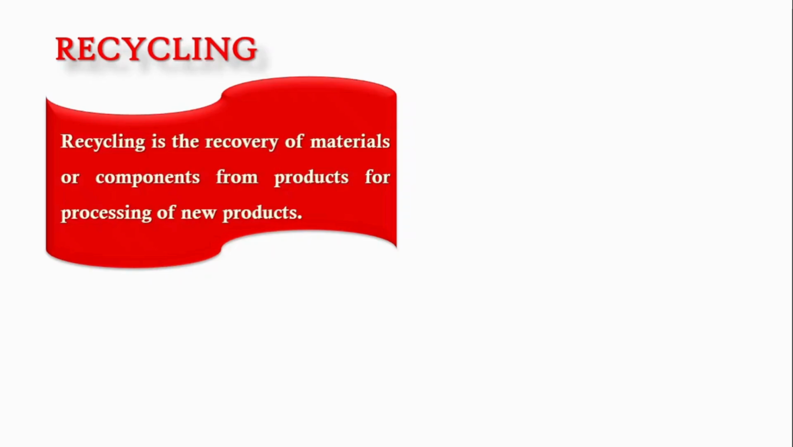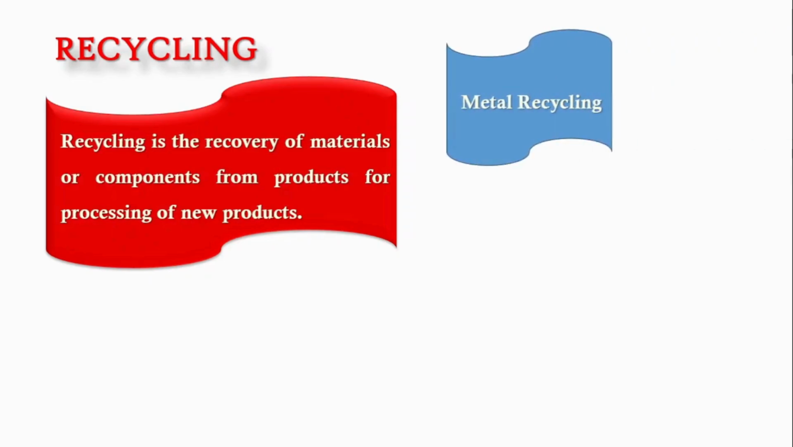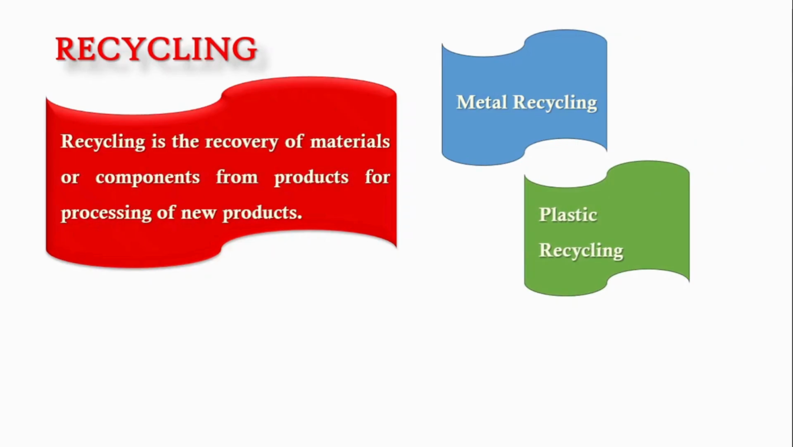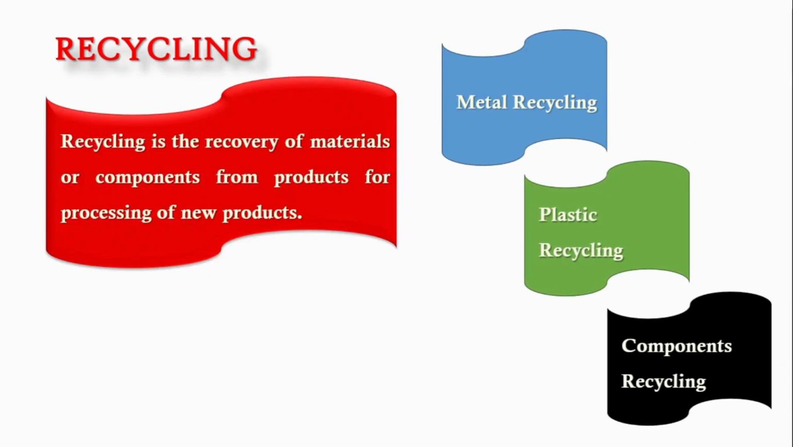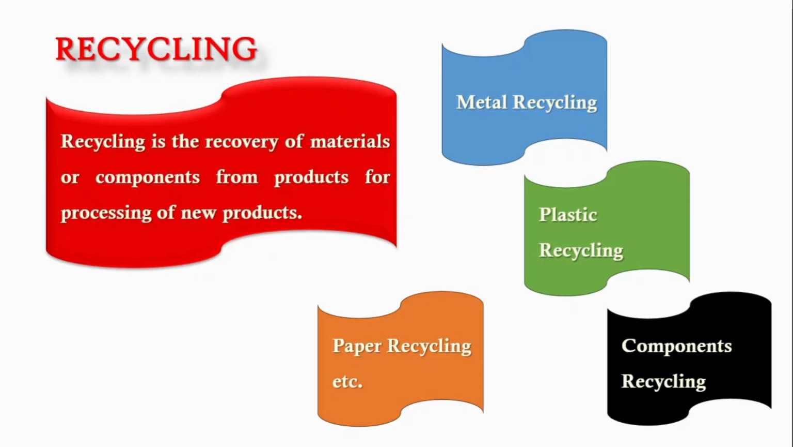So what is recycling? Recycling is the recovery of materials or components from products for processing of new products. So ultimately what is happening? Recycling means reutilizing the existing product or components. So we are going to use the existing material as well as the component. There are various types of recycling available, which include metal recycling, plastic recycling, components recycling, then paper recycling. Apart from all these methods, there are other methods available for recycling as well.